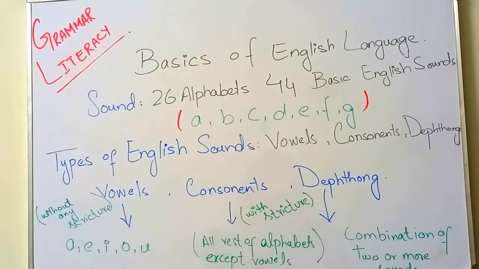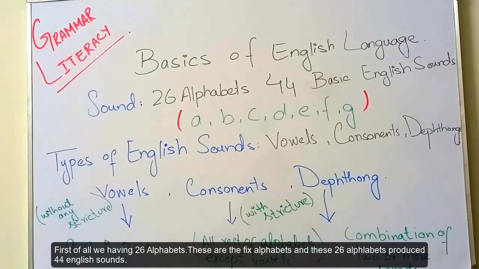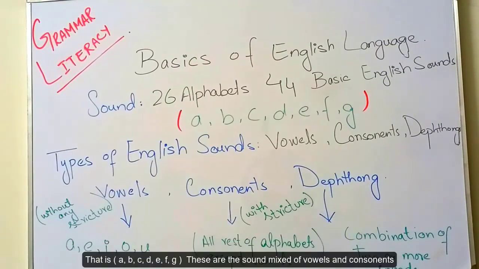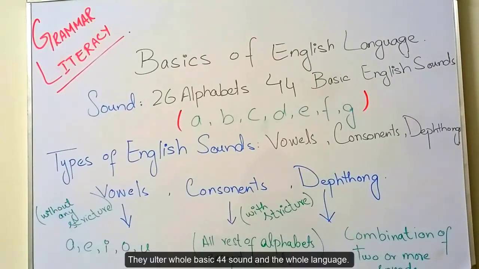And here we have the sounds. First of all, we have the 26 alphabets. These are the fixed alphabets in English, and these 26 alphabets produce 44 English sounds. That is a, b, k, d, f, g. These are the sounds, a mix of vowels and consonants. They utter the whole basic 44 sounds of the language.